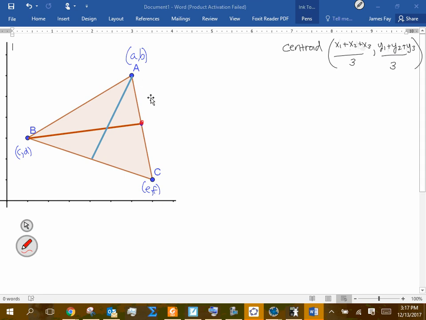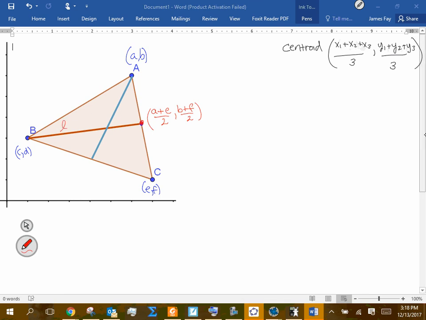And we know algebraically we should be able to find the ordered pair for that midpoint. The ordered pair for that midpoint is the average of the x values of the endpoints, so a plus e over 2, and then the average of the y's, so b plus f over 2. So there is the ordered pair for that red line. I'm going to call that red line just line L, so I can talk about it a little bit easier.